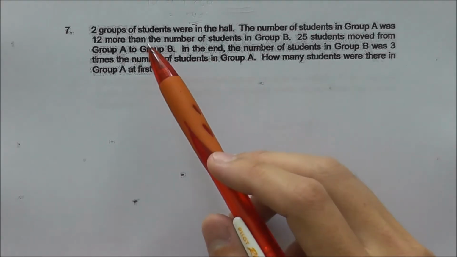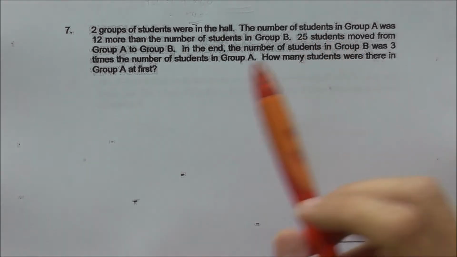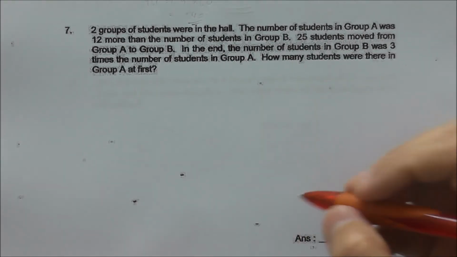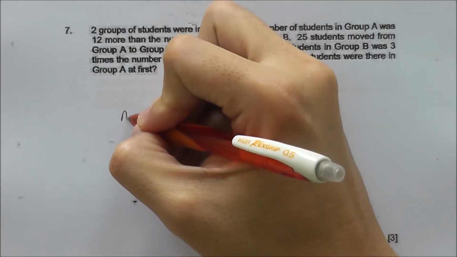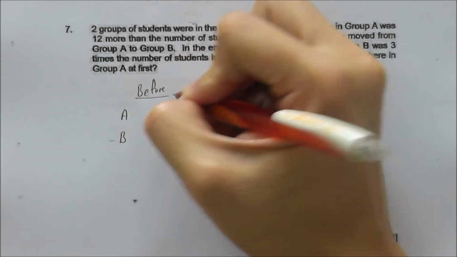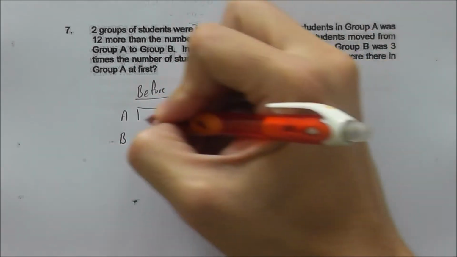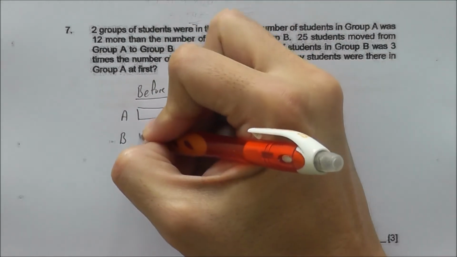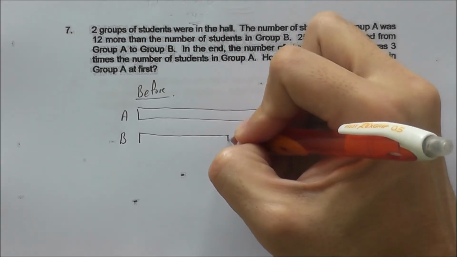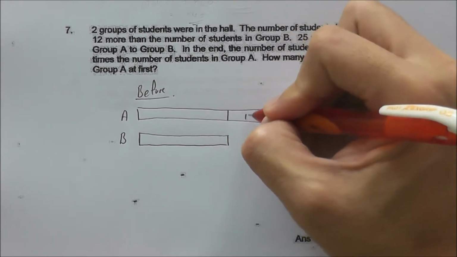Okay, question 7. Two groups of students were in the hall. The number of students in group A was 12 more than the number of students in group B. So how do I represent this? Okay, I have group A and B, and this is before. A has more, right? So I draw A slightly longer, and B has something like this. So this is 12.